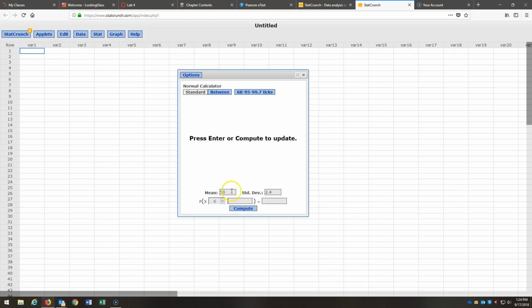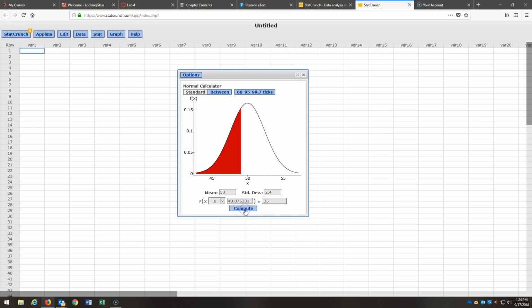When working with percentiles, for example the 35th percentile, what we want to do is type in our percentile value, 0.35, in the probability output area here. Make sure that your inequality is set to less than or equal to, and click Compute. And this shows you that approximately 49 is the x value that cuts off the lower 35%. That x value is the 35th percentile.